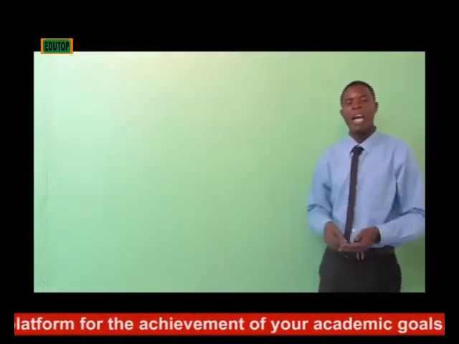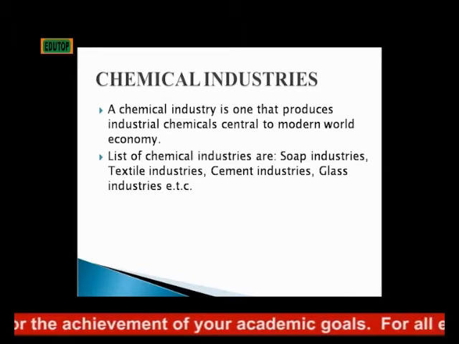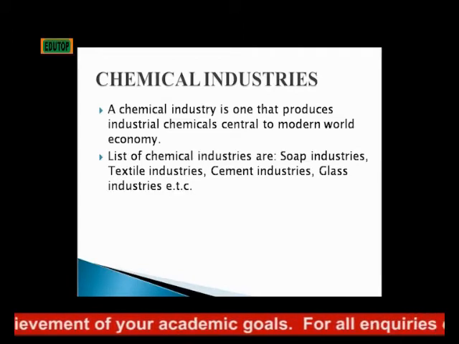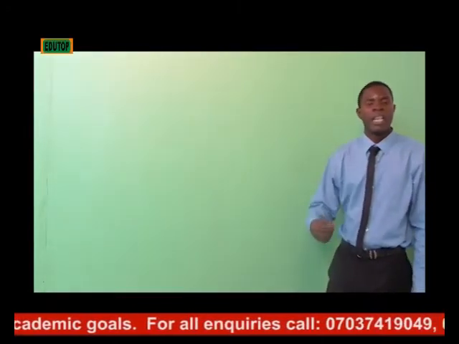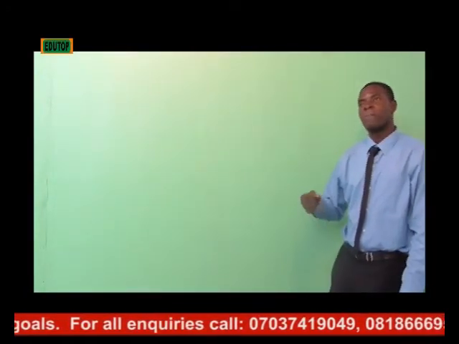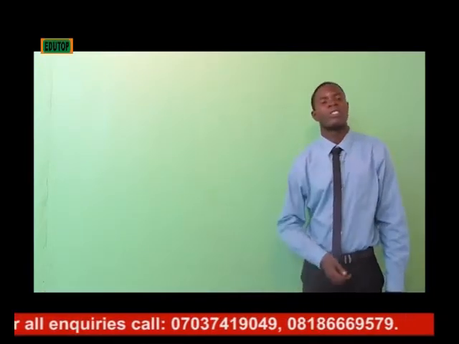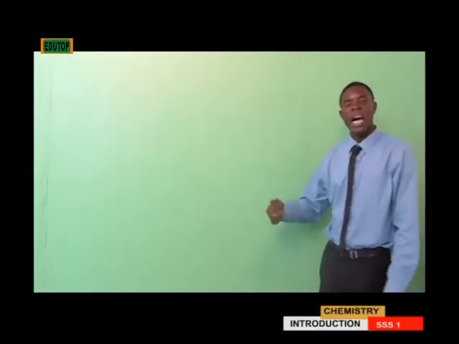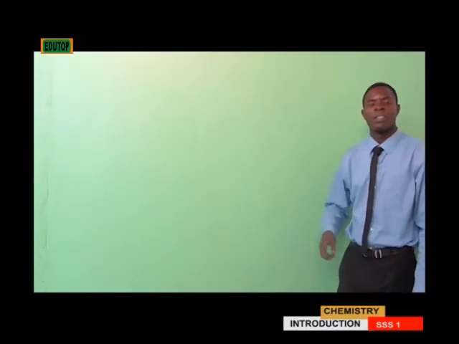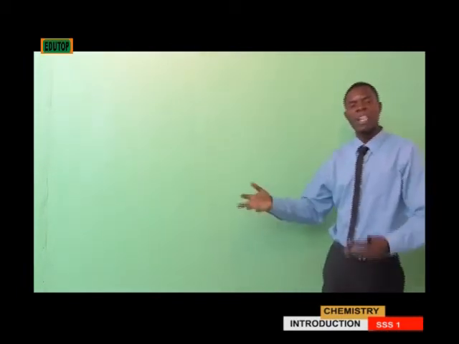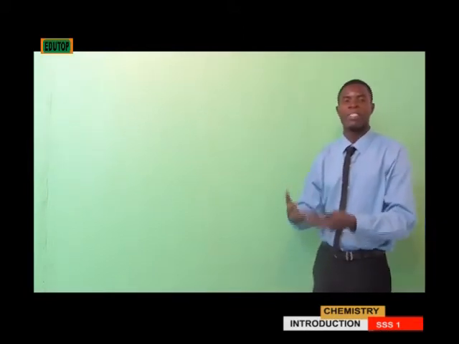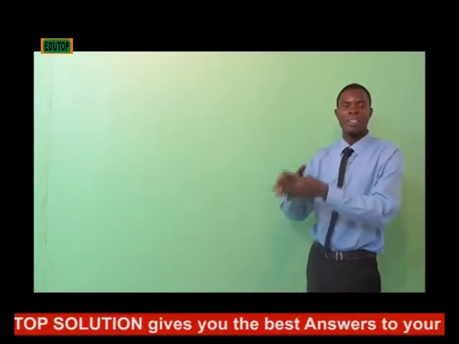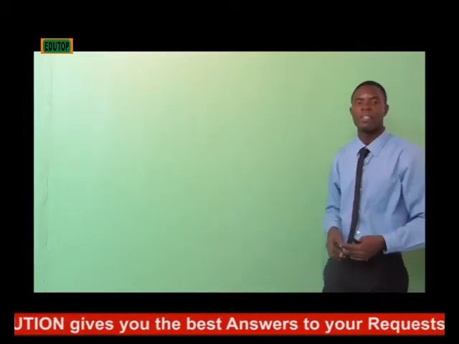Then there's another industry called glass industries. In the glass industries, we make use of sodium carbonate, silica, silicon(IV) oxide. These are the compounds that are mixed in correct proportion to give us our desired product, which is glass.